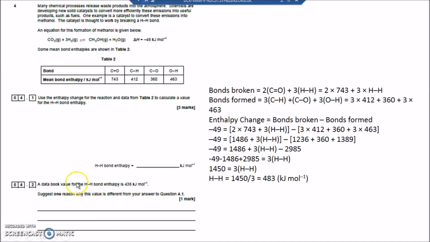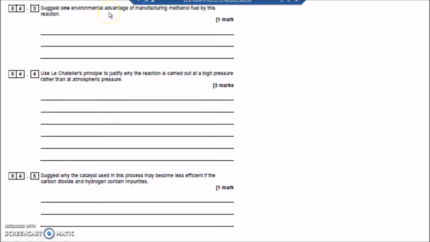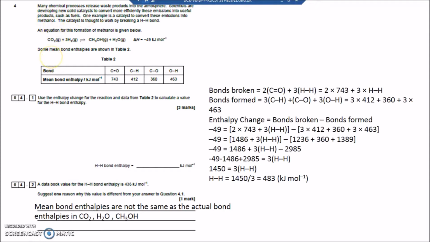This suggests one reason why the data book value for the H-H bond is different from that, because these are real values, they're not mean bond enthalpy values. So the true values are not actually mean bond enthalpy values. So the mean bond enthalpy values are not the same as the actual or true values of the enthalpies of the actual chemicals. The bond enthalpies in a real reaction actually change from the average bond enthalpy. This is just an average bond enthalpy over a number of different reactions. It's just one environmental advantage of manufacturing methanol by this reaction, using up carbon dioxide.